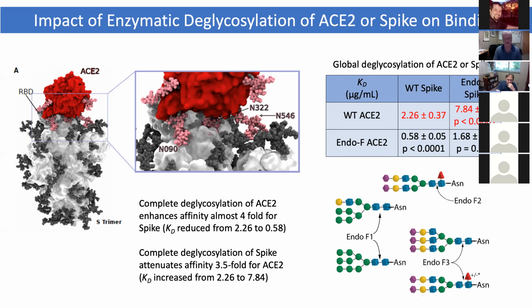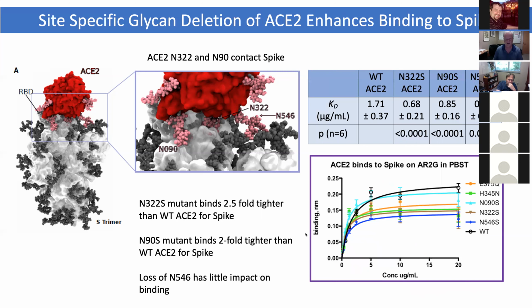Now, if we start to pick this apart a little bit more, we now have some point mutations. This N322, which is buried deep in the core of the interface, if you remove it, it binds about 2.5-fold tighter. So this is largely an unfavorable interaction. The N90S also binds about 2-fold tighter if you remove this glycan. N546 over here had essentially no impact on binding.